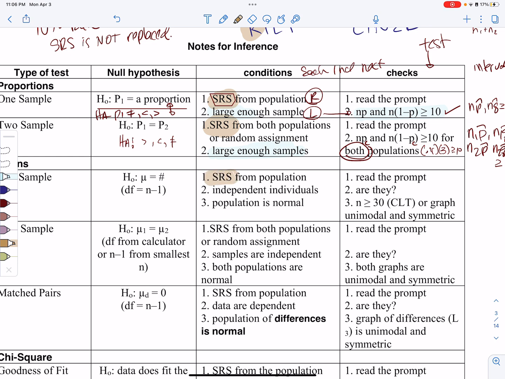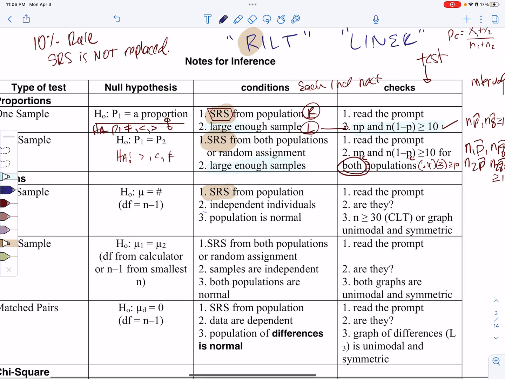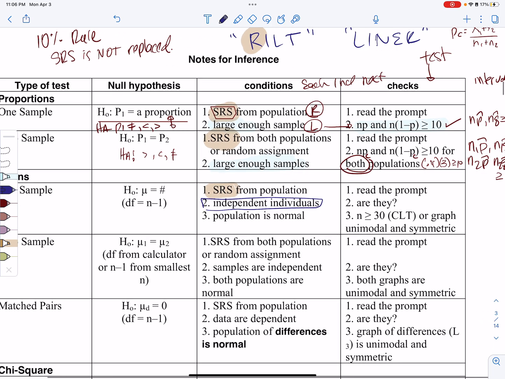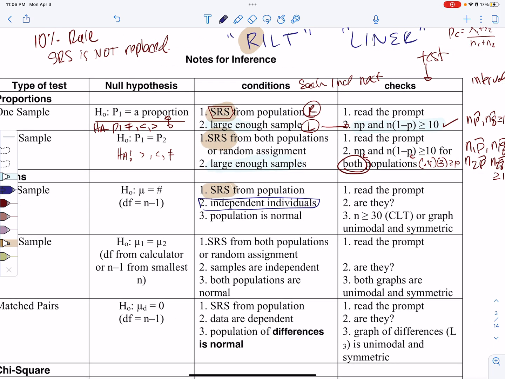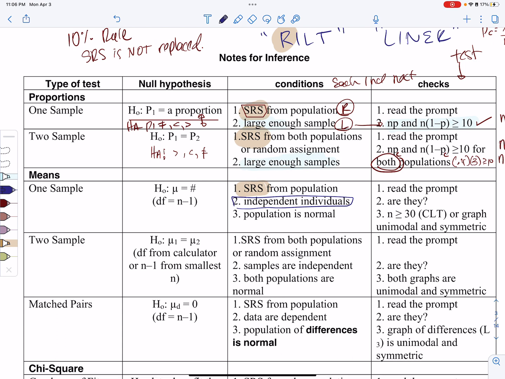SRS again from the population. Independent. Now this is where the independent comes into play. So independent must be talked about for here. For the mean, I need each individual to be independent. And so that's why I said it's not going to hurt you to write each one is independent for the next. But this is, as far as what you need it for, the means, not for the proportions.